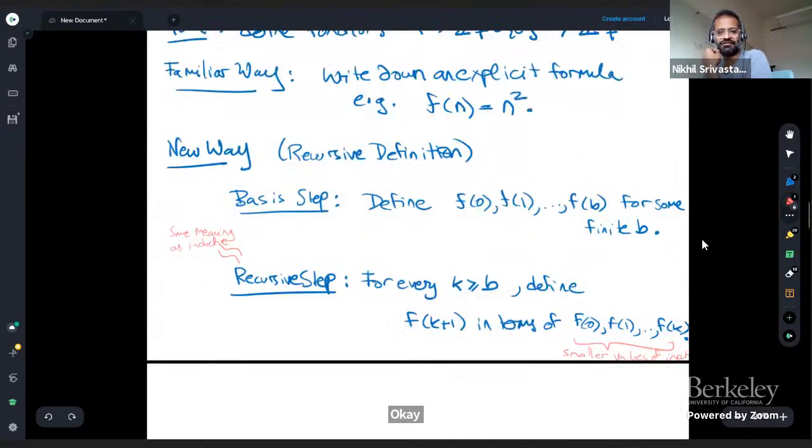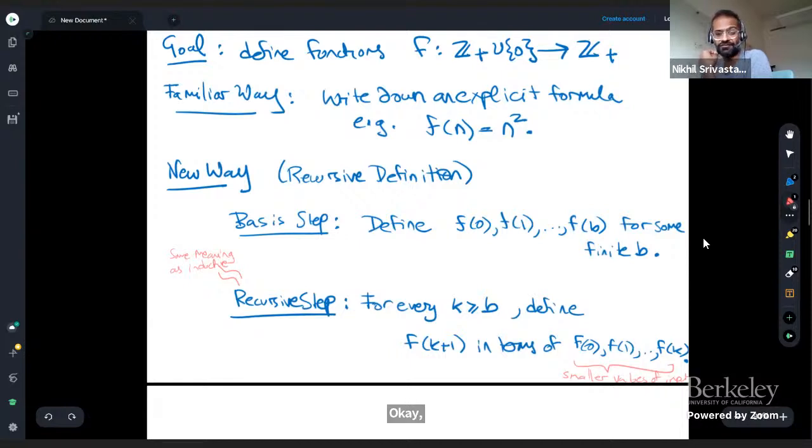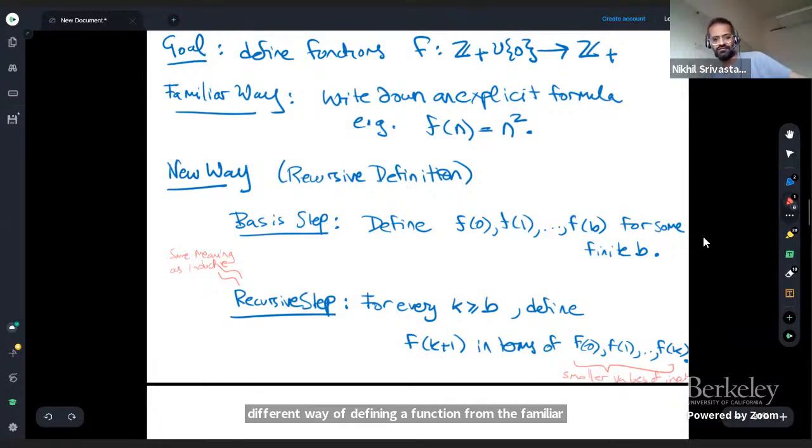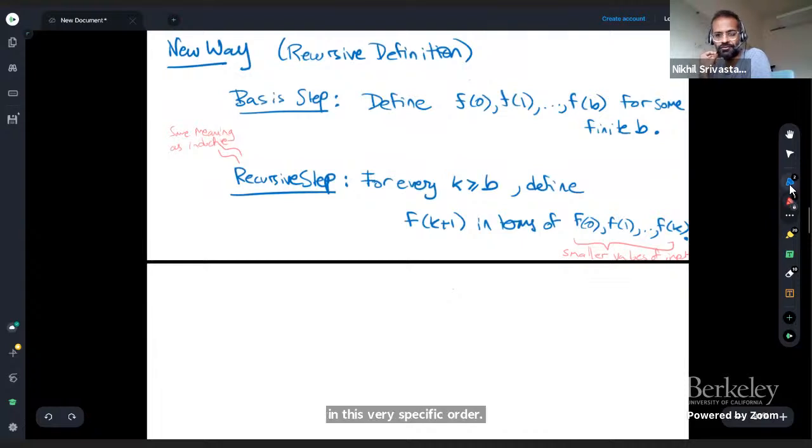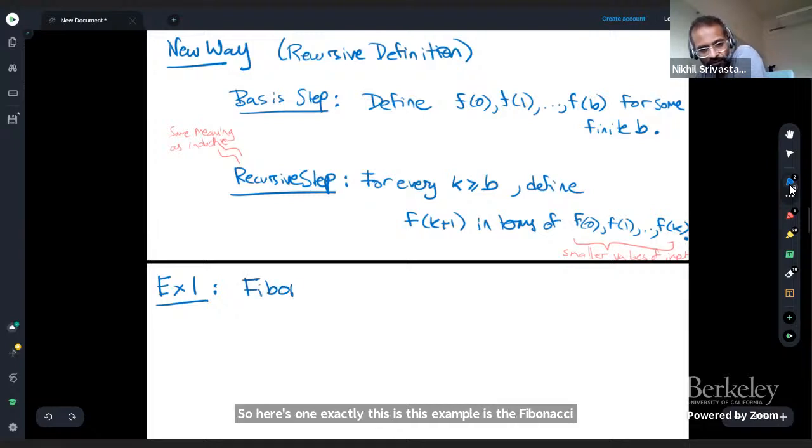So let's look at an example of a recursive definition, which really is a fundamentally different way of defining a function from the familiar way, because you don't just specify it in one shot. You're specifying it piece by piece, slowly, but in this very specific order. So let me show you an example. It's kind of a famous example. So here's one example. This example is the Fibonacci numbers.